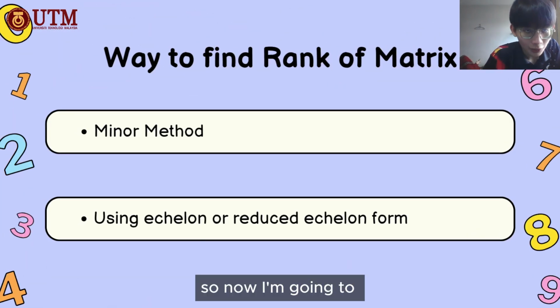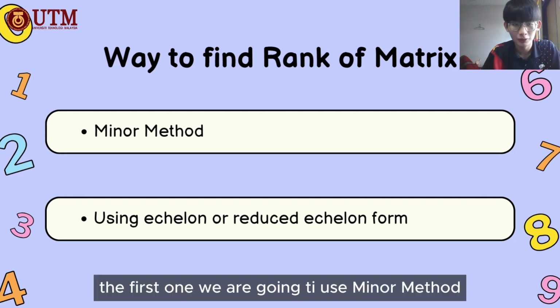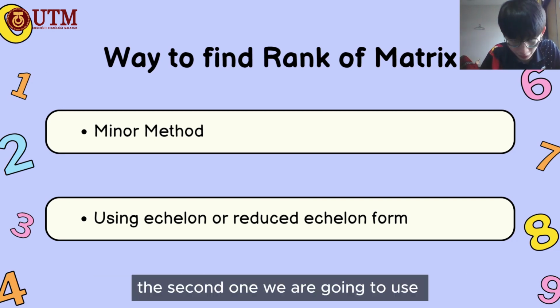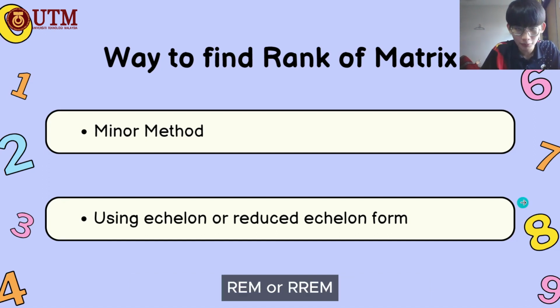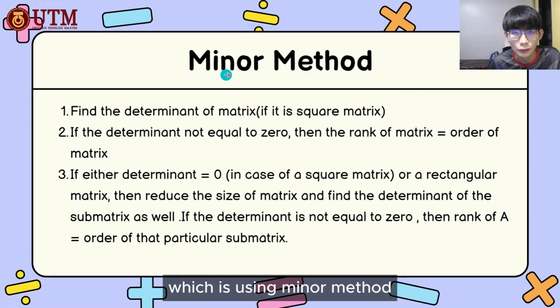So okay, now I'm going to introduce a few ways to find the rank of a matrix. The first one, we are going to use the minor method. The second one, we are going to use REF or RREF. So let's proceed to the first method, which is the minor method.